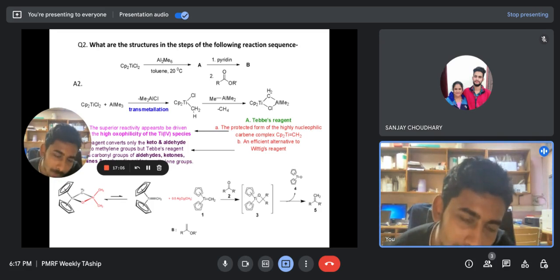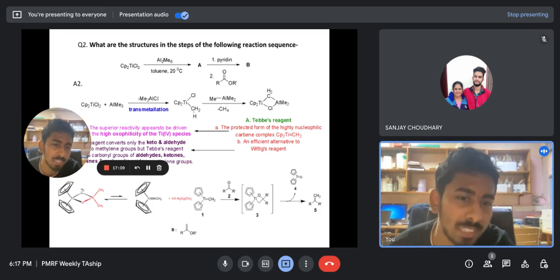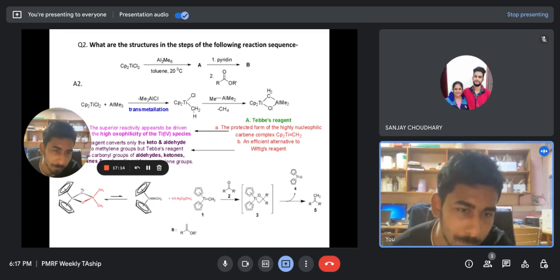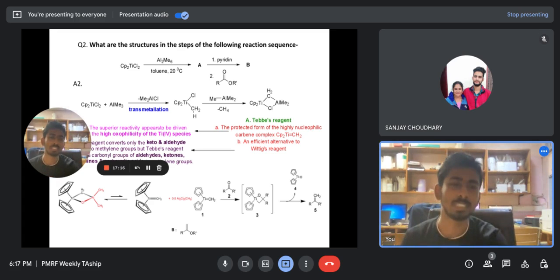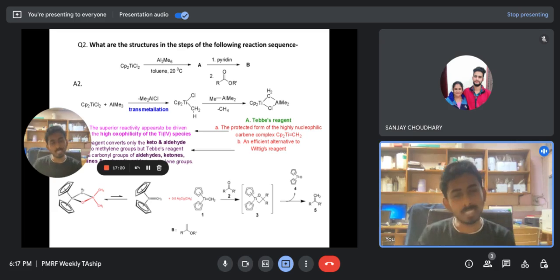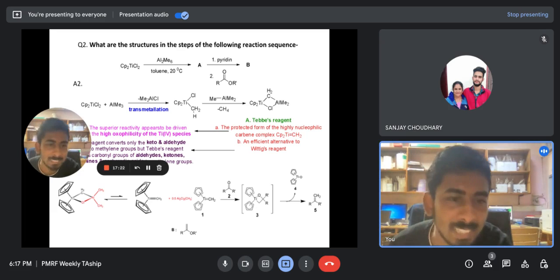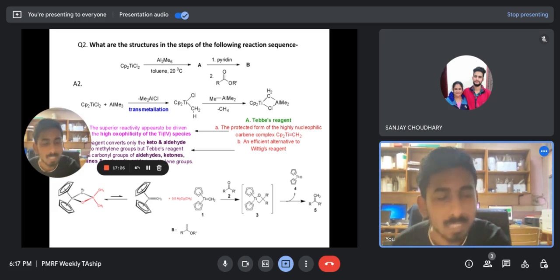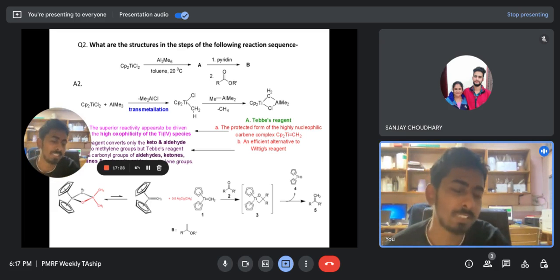Now the bond between titanium and carbon collapses, and this bond collapses too. So now what is the product? It is a methylene, because the bond is collapsing at this carbon-carbon bond. So this is actually RC=CH2, the methylene olefin compound, and Cp2Ti=O is formed. Cp2Ti=O is so stable that that's why this olefin is formed.